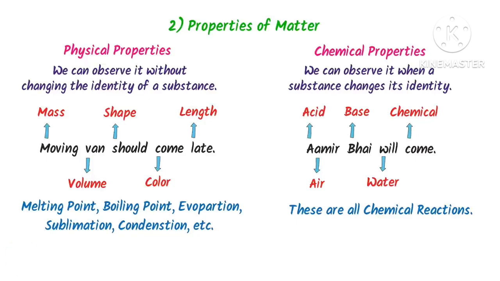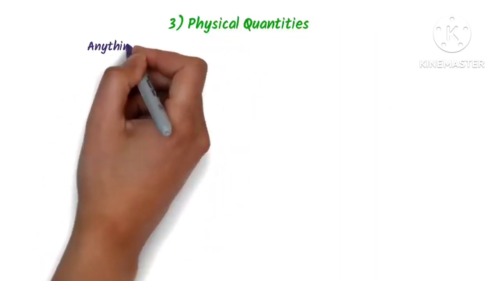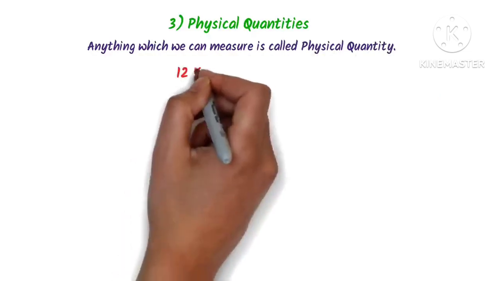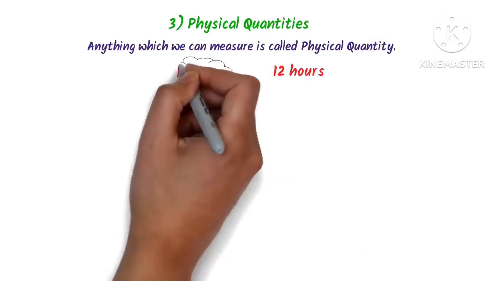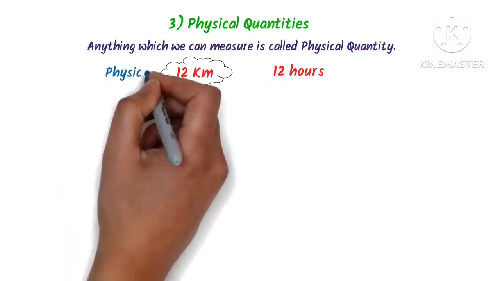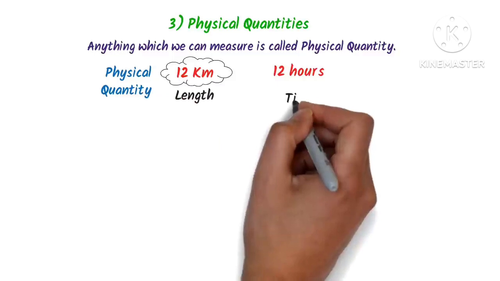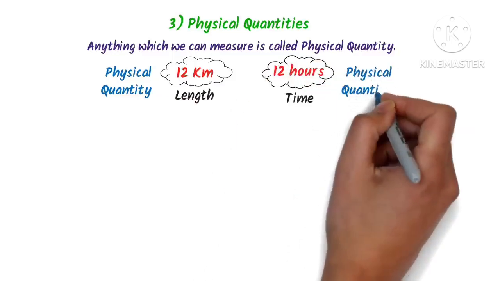Now let me teach you the third topic, physical quantities. Well, anything which we can measure is called a physical quantity. For example, consider 12 kilometers or 12 hours. Here, we can measure the length of anything like 12 kilometers, so length is a physical quantity. Similarly, we can also measure time like 12 hours, so time is a physical quantity.